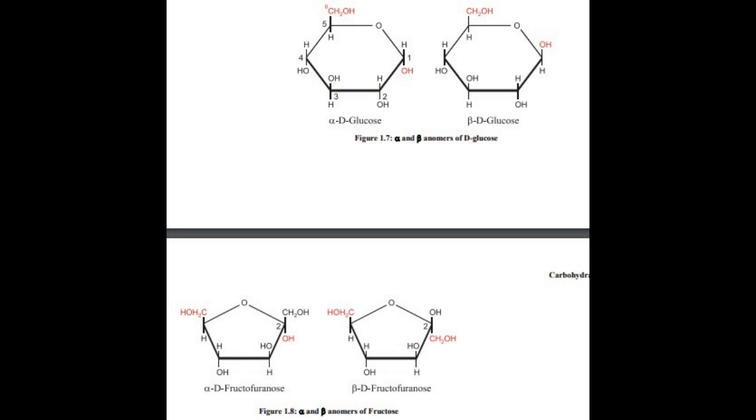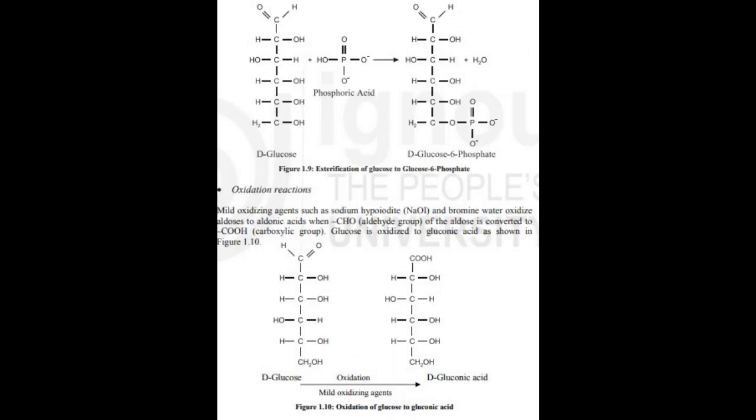Oxidation reactions. Mild oxidizing agents such as sodium hypoiodite, NaOI, and bromine water oxidize aldoses to aldonic acids when the CHO, aldehyde group, of the aldose is converted to COOH, carboxylic group. Glucose is oxidized to gluconic acid as shown in figure 1.10. Figure 1.10, oxidation of glucose to gluconic acid.